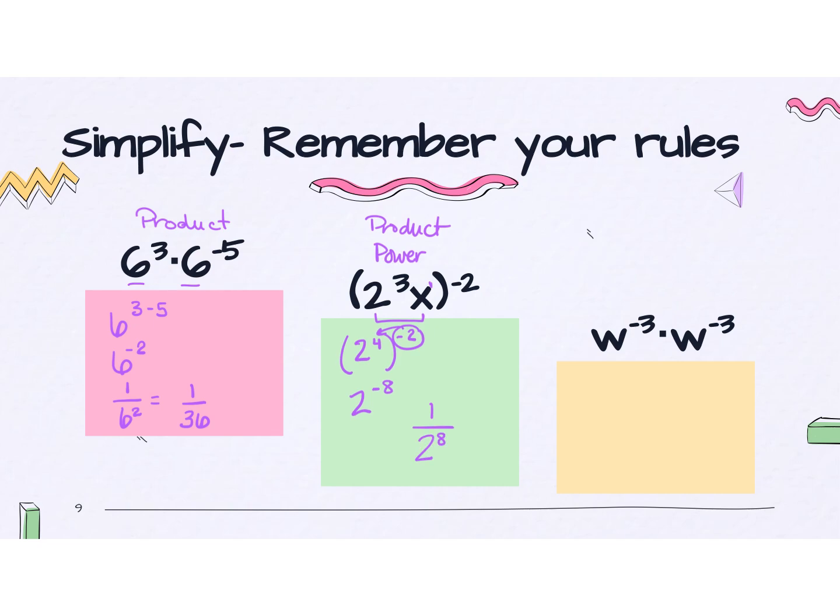Moving on, we have the product rule. Let's see what happens after we do that. We have w to the negative 6, because we ended up with negative 3 minus 3, right? And then we have our negative rule. So we're going to have 1 over w to the power of 6.